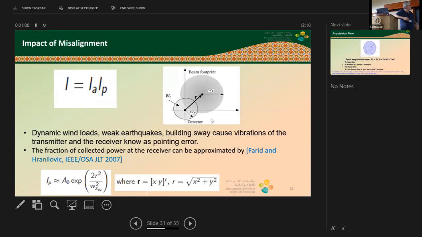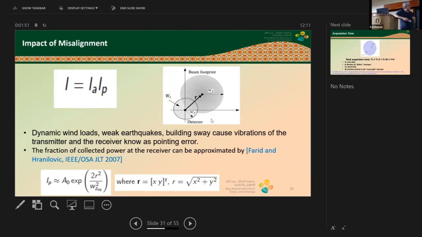So ideally, this is your detector. Ideally, the beam footprint should be perfectly aligned, and the center of the beam should be exactly at the center of your detector. The reality is, this beam is going to be dancing around because of beam wandering, because of all kinds of vibrations, and you're going to catch only a fraction of the power coming from the beam. This fraction has been quantified in a classic paper by Farid, showing that essentially I_p is related to the equivalent beam width of the laser beam, and r, which is the magnitude of this vibration. Now, r is for a snapshot, okay?